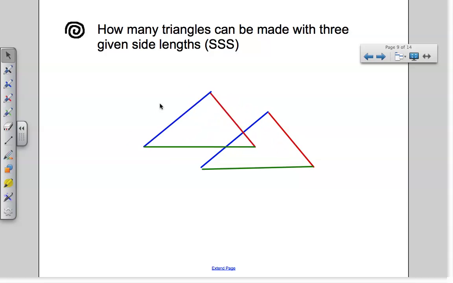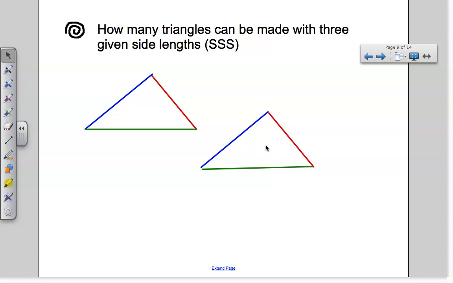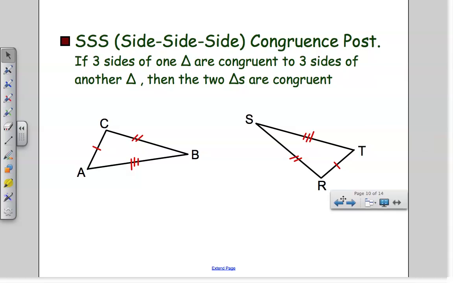So I took 3 sides and I tried to make 2 different triangles. They ended up being the same. I'm hoping that you would agree that this makes side, side, side a valid shortcut. And it is. Side, side, side congruence postulate says if 3 sides of one triangle, like here, are congruent to 3 sides of another triangle, like here, then the 2 triangles are congruent. I don't need all the sides and all the angles. I just need all 3 sides congruent.